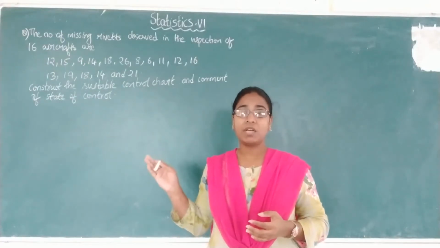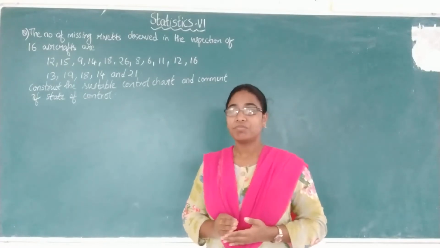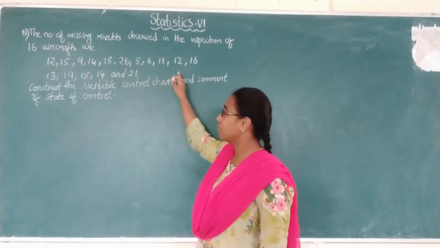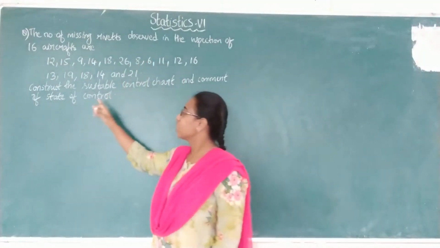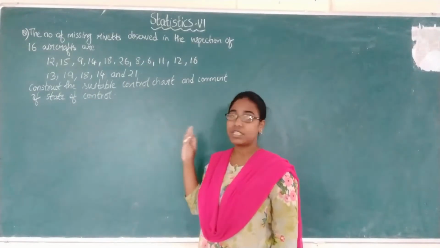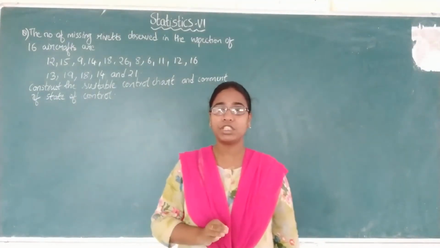So to find out the number of missing rivets, which chart will we be using? Think about it. The missing rivets observed in 16 aircrafts are given. Now construct the suitable control chart and comment on the state of control. So for the given question, what is the suitable chart?